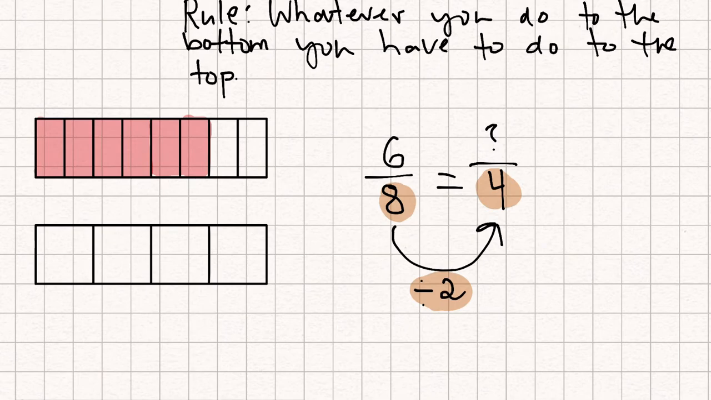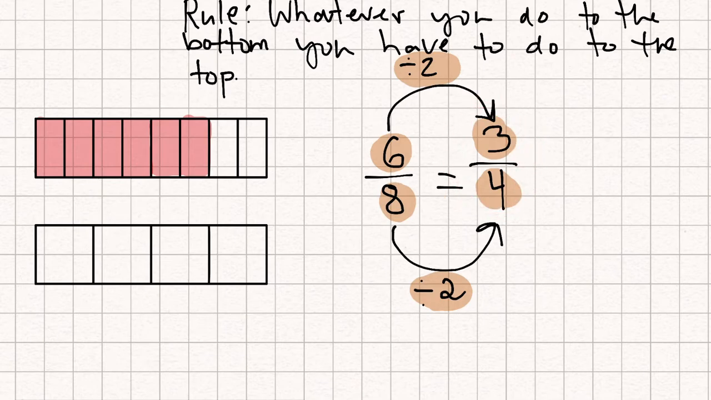Whatever you do to the bottom, you have to do to the top. So I'm going to do the same thing up here. Ask myself another question. 6 divided by 2 equals what? 6 divided by 2 equals 3. So what I've shown here is that, or what I think anyways, is that 6/8 equals 3/4.